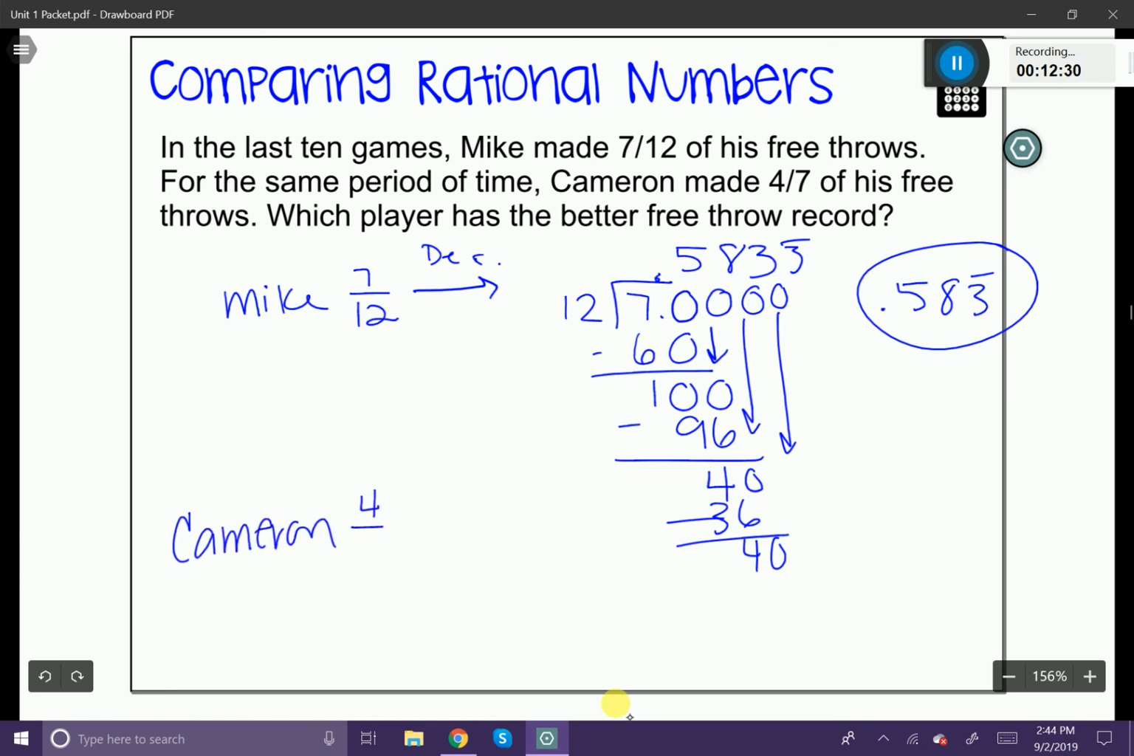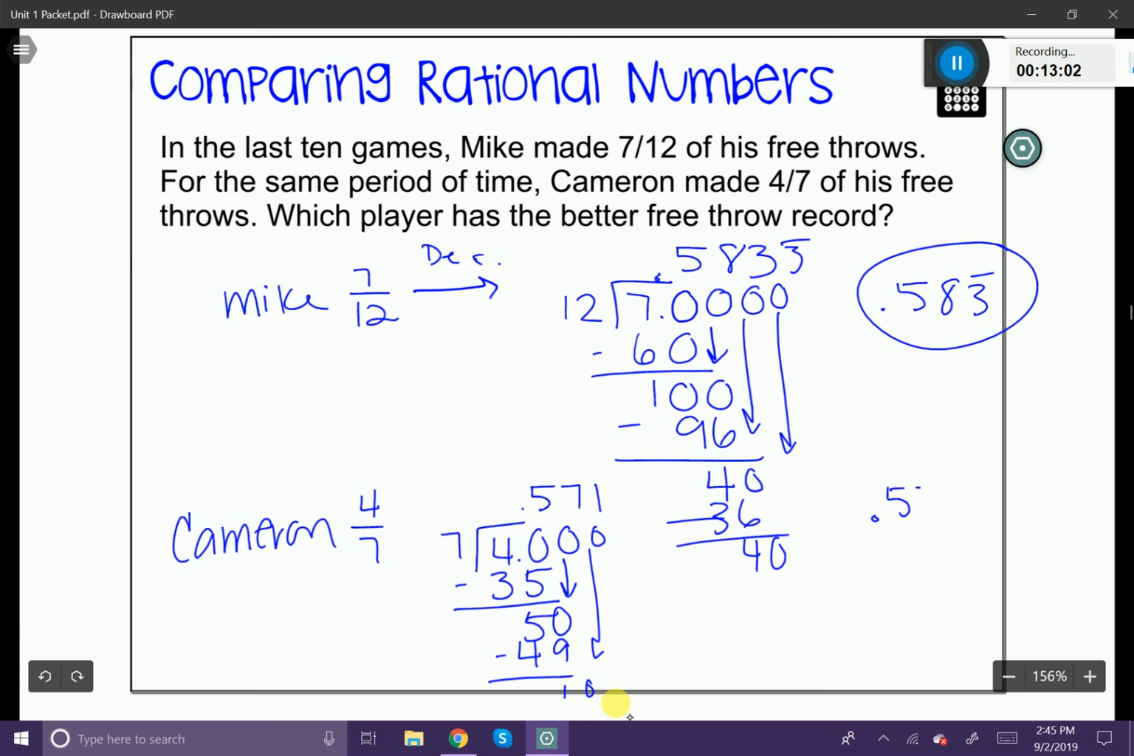Cameron's is 4/7. This one might be a little bit easier to calculate. So 4/7. So here we go. 4 divided by 7. I'm going to start with my decimal. So 7 goes into 40 5 times. It's going to give me 35. And I'm going to subtract them. Bring down my 0. 7 goes into 50 7 times. It's 49. And you can actually see that I could literally just stop, couldn't I? I could just stop here because Cameron's is 0.571.